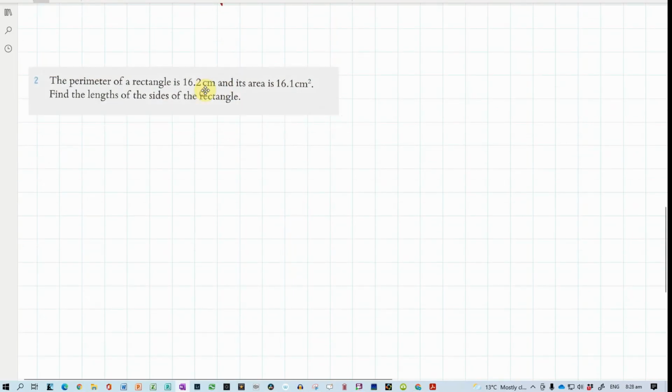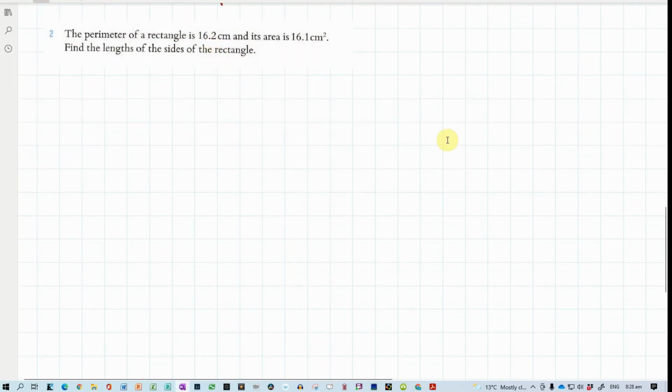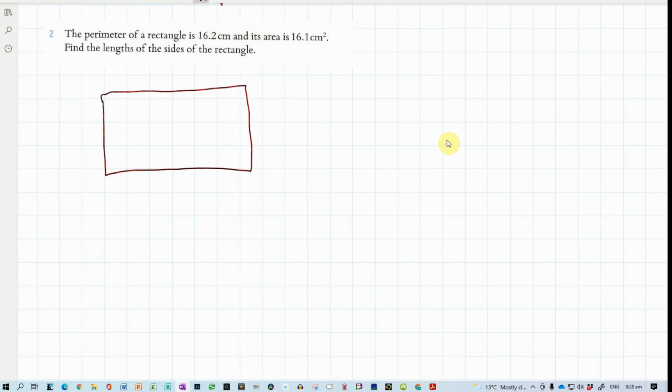Okay, and this is from exercise 10.3. This is word problems involving simultaneous equations which have quadratics. So here's our rectangle. We don't know what the length or the width is. So we'll call the length x, we'll call this y. And we know that the perimeter is 16.2, which means 2x plus 2y equals 16.2. Or we could divide everything by 2, so it should be 8.1. Okay, and then the area is 16.1, so we go x times y equals 16.1.